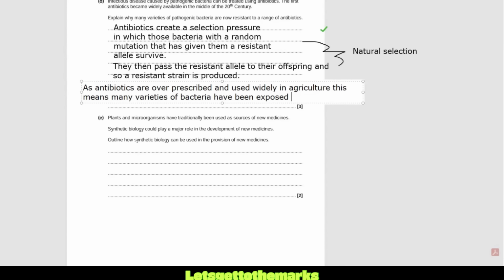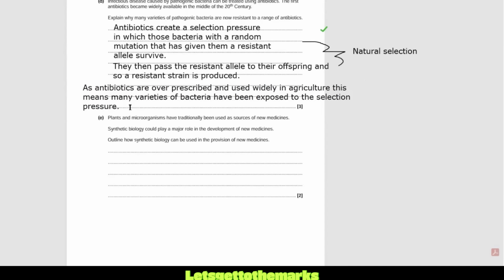Means many varieties of bacteria have been exposed to the selection pressure, basically, to the antibiotics. So if you never expose bacteria, a certain species, to this selection pressure, then you'll never create a resistant strain. The fact that they've been used in so many different animals and so widely across the world means so many different strains of bacteria have been exposed and therefore have developed resistant strains.